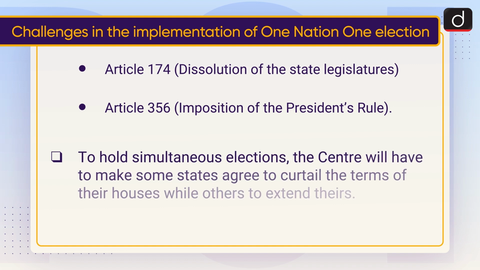To hold simultaneous elections, the centre will have to make some states agree to curtail the terms of their houses while others to extend theirs.